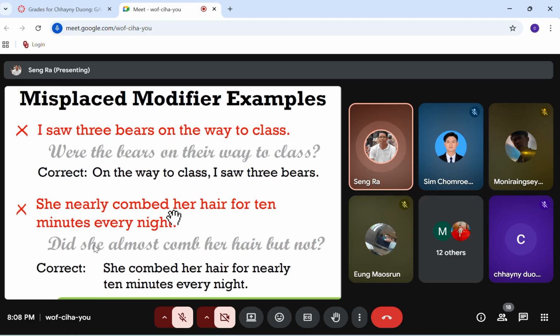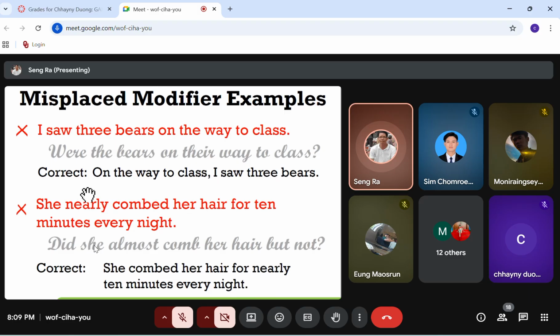She nearly combed her hair for 10 minutes every night. It sounds like you put nearly before comb to modify comb. Nearly comb means almost comb. So do you mean that she combed her hair for nearly 10 minutes every night, or she nearly combed her hair, which sounds like she never succeeded in combing her hair? Which is really funny.